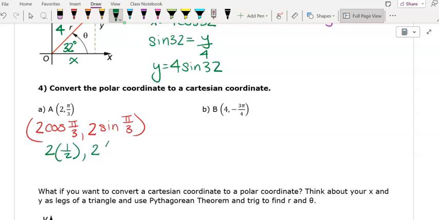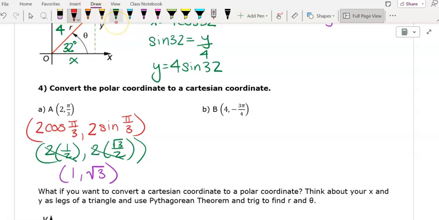And the sine of pi over 3 is the square root of 3 over 2. So once I multiply those out, the 2's end up canceling out. And so then my final answer, my XY coordinate in rectangular form, is just (1, square root of 3). And that's where I would plot that on a Cartesian coordinate plane.